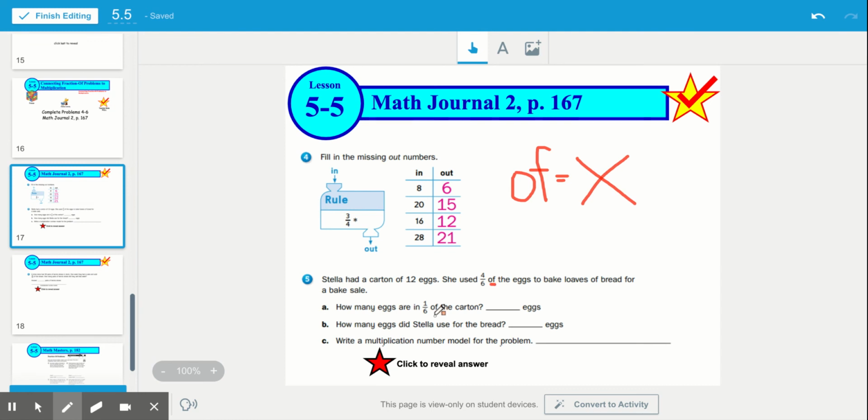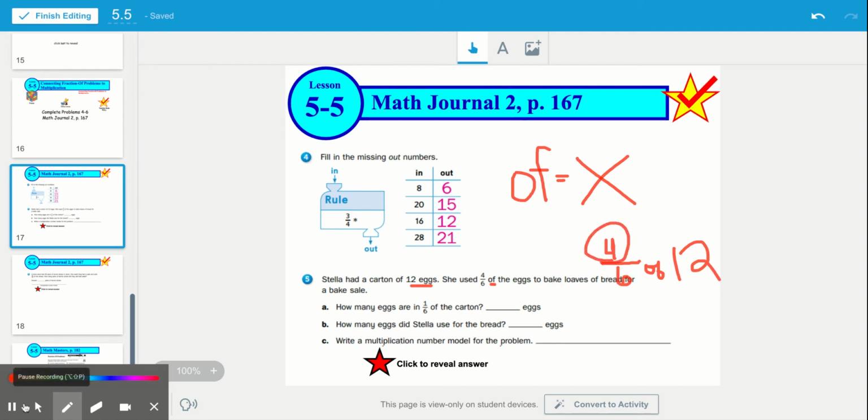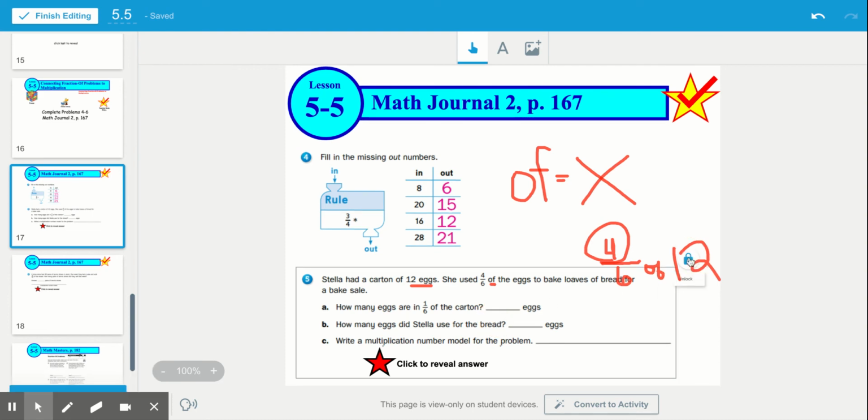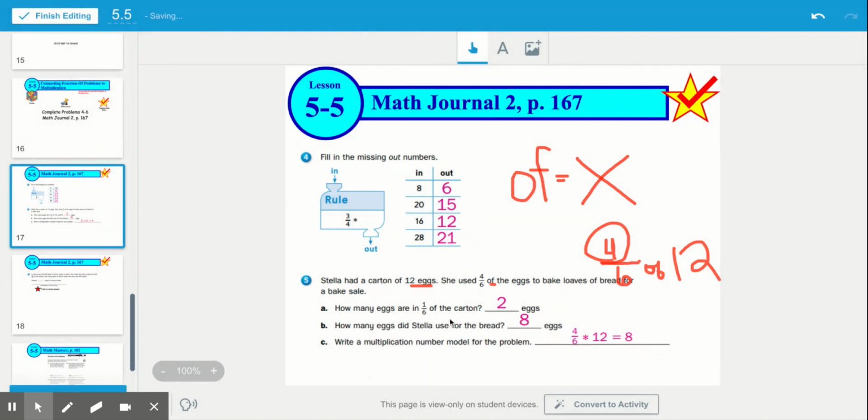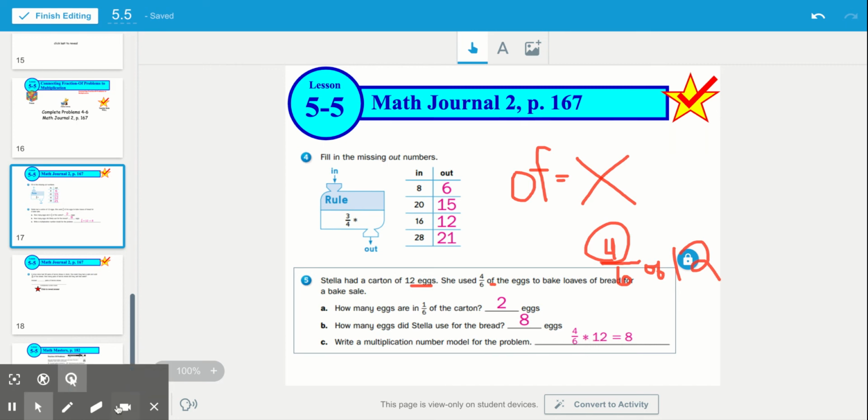So we see it right here. She used 4/6 of the eggs. How many does she have? 12. So I'm sorry, she used 4/6 of 12. We know 12 divided by 6 is 2. So then we would take that 2 and multiply it by 4 groups. Take a look here. So we should see the number 8. So 1/6 equals 2. She used 8. 4/6 times 12 equals 8.